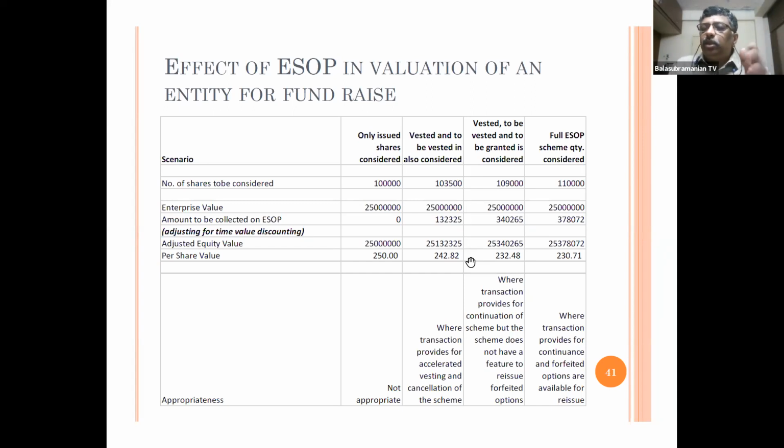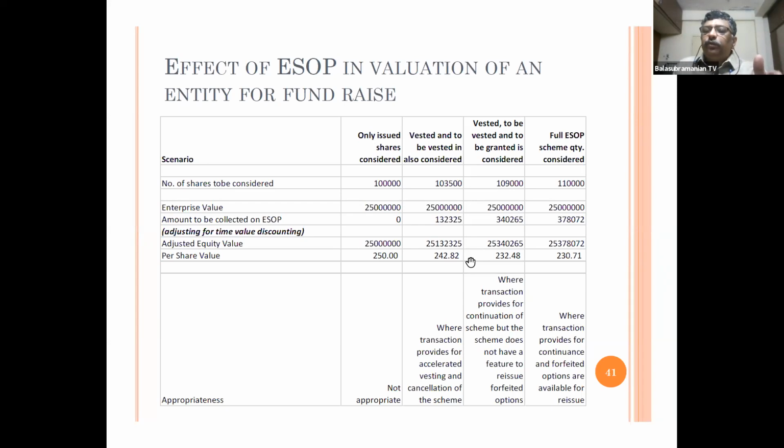Now, when will you take 3,500 only? Let's suppose the transaction which you are considering says that there will be accelerated vesting and cancellation of the scheme. So whatever is there, only will be there, nobody else will get it. If that is the kind of scheme or transaction outline, then option 2 is appropriate. Now, when is option 3 appropriate?